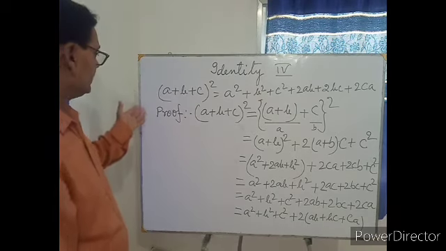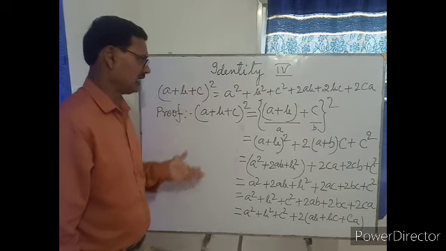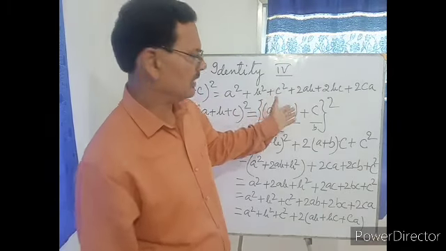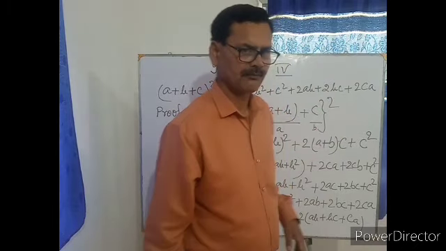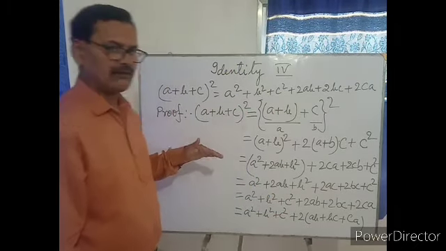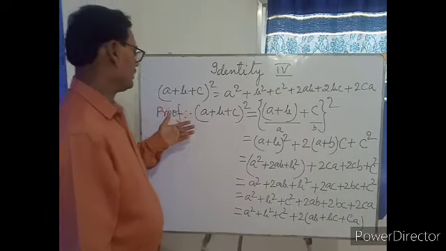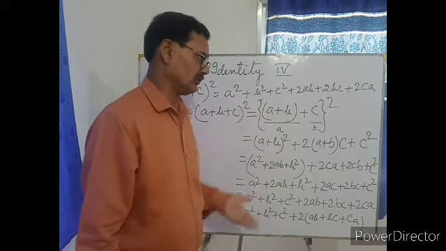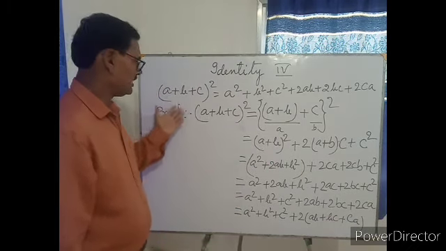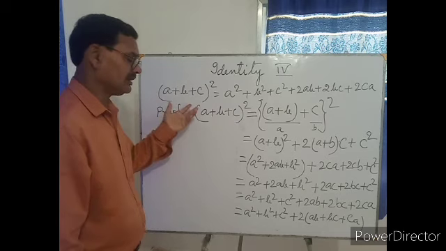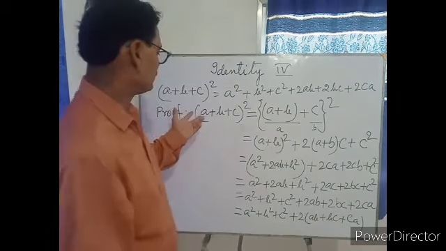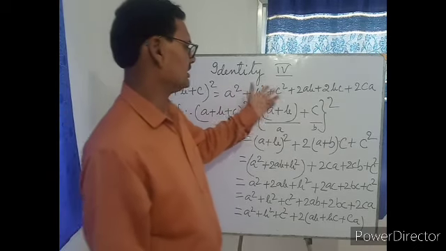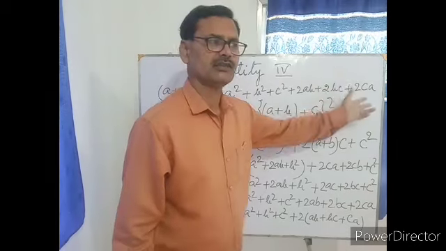I am just going to start the new identity and explain it to you, that is (a plus b plus c) whole square is equal to a square plus b square plus c square plus 2ab plus 2bc plus 2ca. In our previous lectures, we had studied about (a plus b) whole square, (a minus b) whole square, and a square minus b square. Here it is a different type of identity. Here we have three terms, that is a square of a trinomial, and it is equal to a square plus b square plus c square plus 2ab plus 2bc plus 2ca.